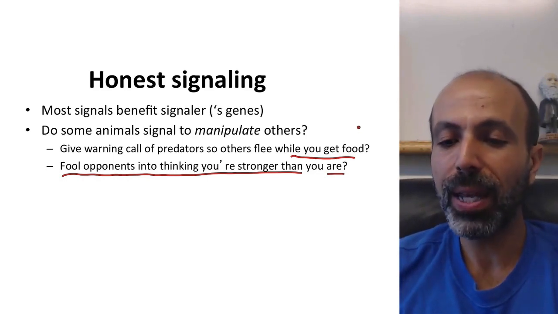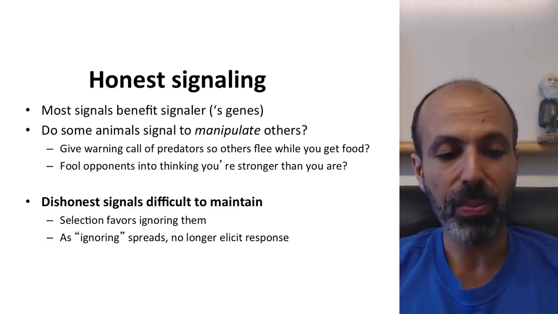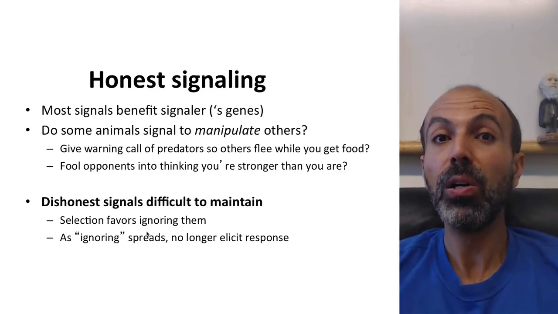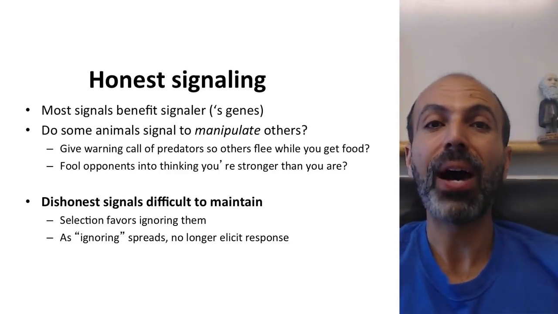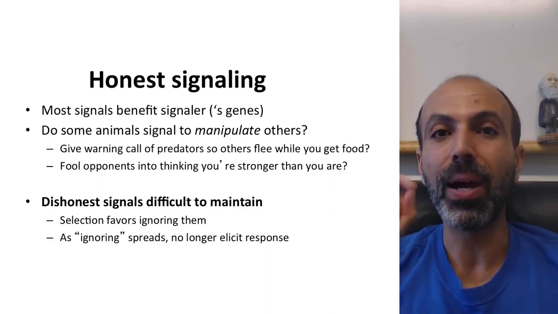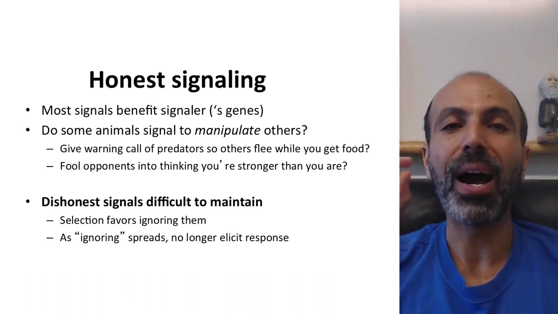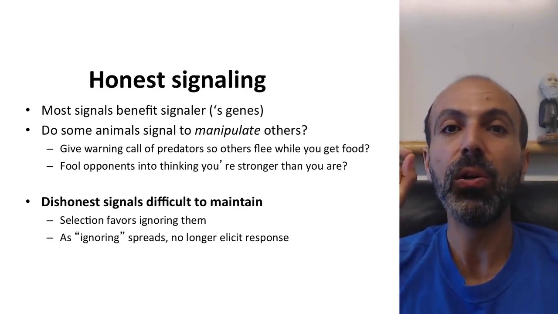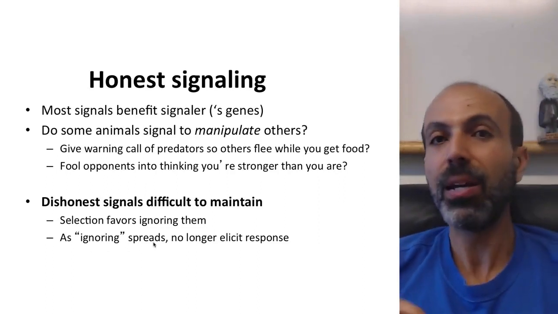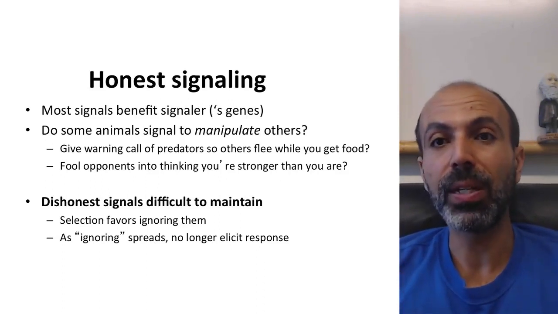Now, when can this actually happen? Well, dishonest signals are actually very difficult to maintain because selection will favor ignoring them. Those individuals who ignore the signal will have higher fitness than those individuals who respond to the signal in the intended way. Let me say that again. Those individuals who ignore the signal will have higher fitness than those who respond in the intended way. So in this regard, ignoring will spread, and eventually the signal elicits no further response, at which point you no longer have communication.